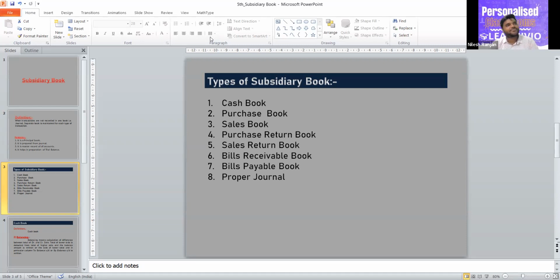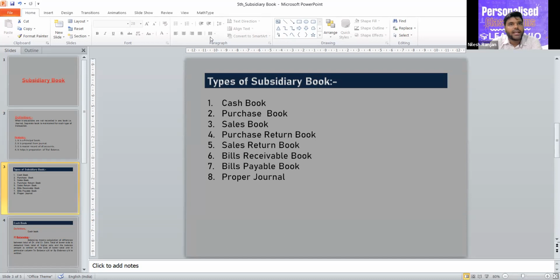Mohan account to furniture account. Not correct. Furniture account debit to Mohan account. Okay, sir. Because furniture is a real account and it is coming in because we have purchased it. So what comes in is debited. Furniture account will be debited.